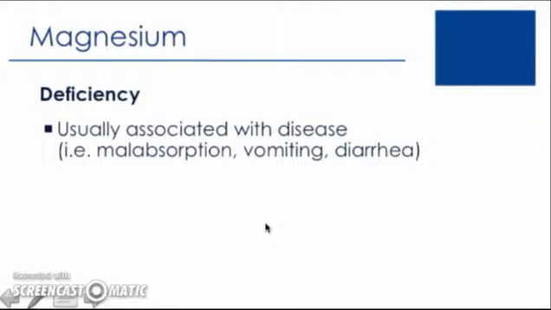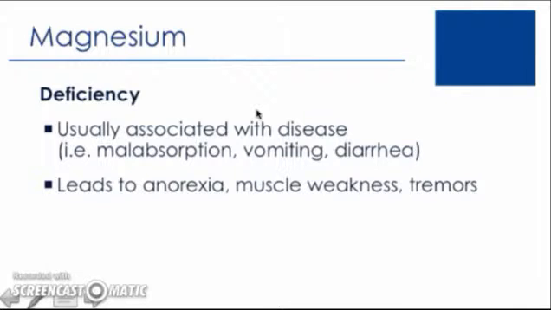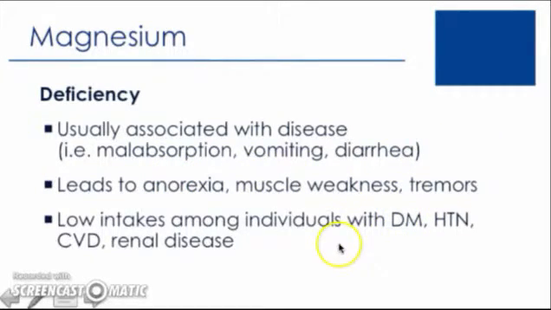Here we see deficiency symptoms of low magnesium status, which is usually associated with some form of disease. Disease states or conditions affecting the absorption of nutrients, so increasing malabsorption, would be associated with low magnesium status. Deficiency of magnesium leads to anorexia, so poor hunger, muscle weakness, and tremors. Also, individuals with diabetes mellitus, hypertension, cardiovascular disease, and renal disease generally have lower intakes of magnesium.